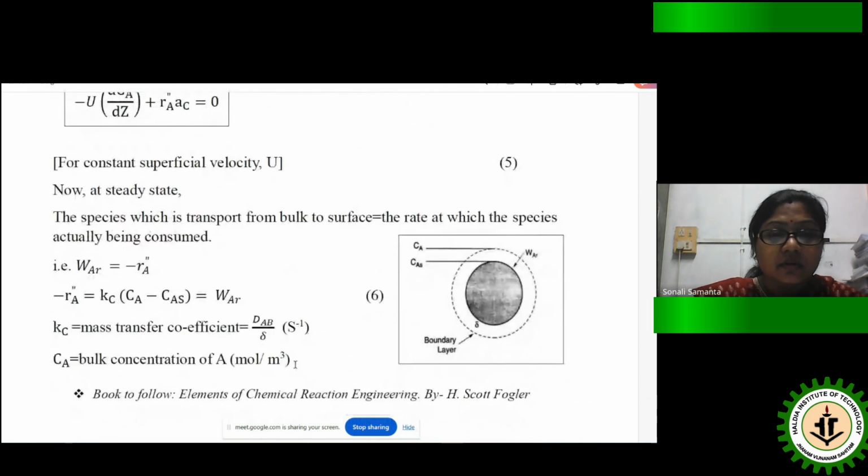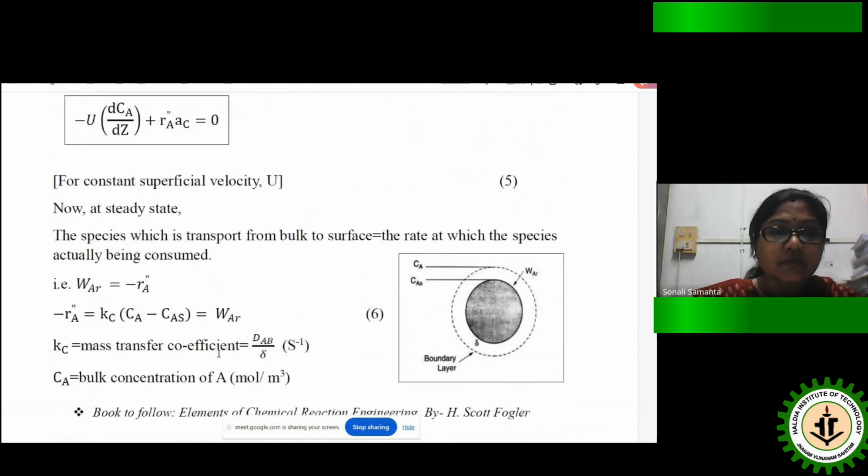Now, now for steady state. Again, we are trying to replace the RA double prime term in terms of concentration. So here, what is RA double prime?